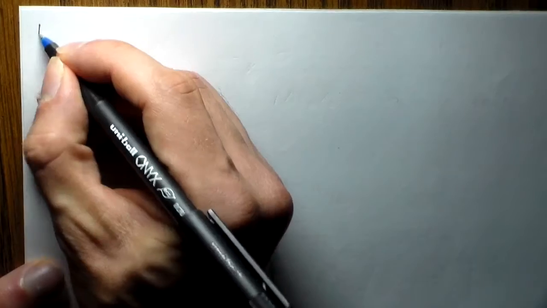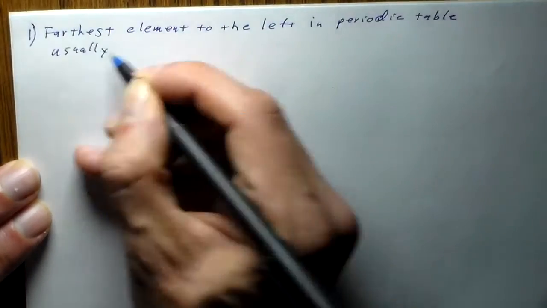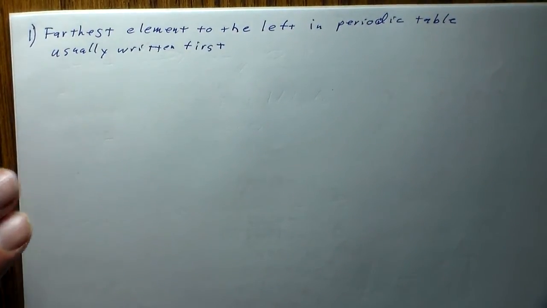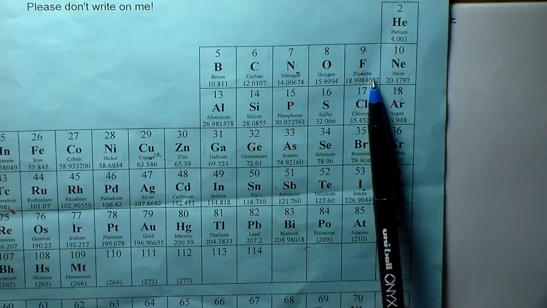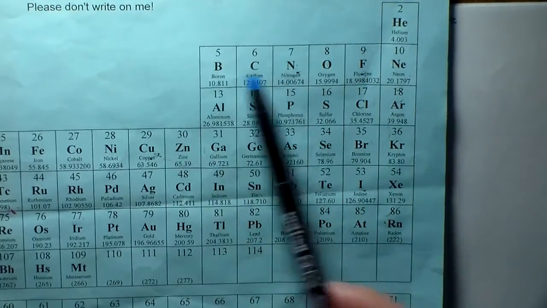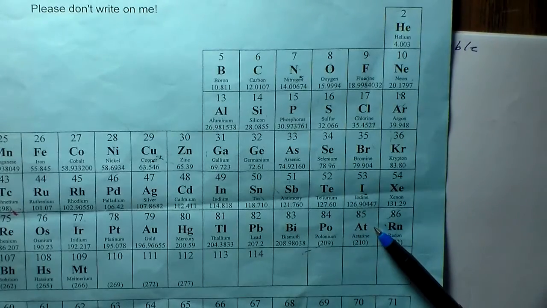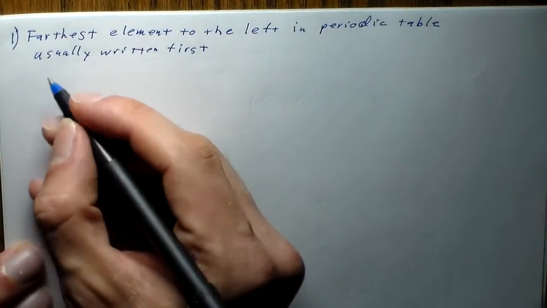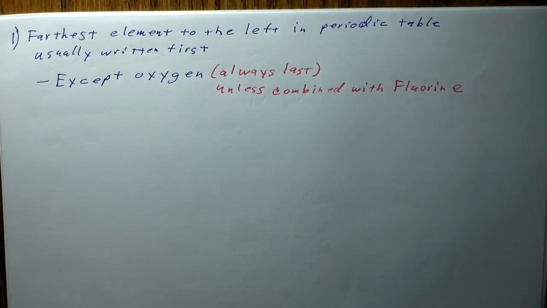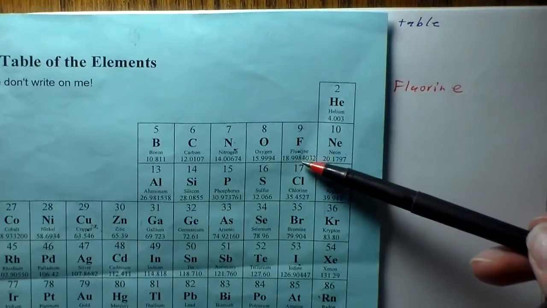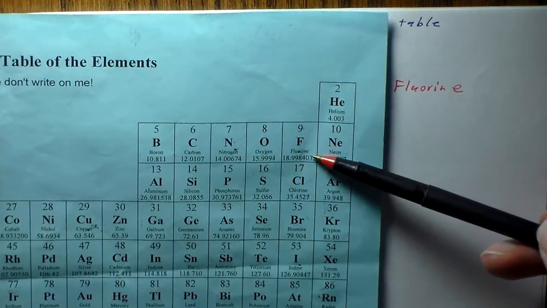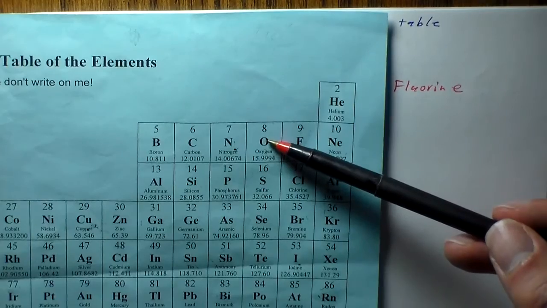So there are a couple of rules here, because there's always rules in chemistry. So the first one: the farthest element to the left in the periodic table is usually written first. So if we look here at the periodic table, that means that elements this way are written before the elements over on this side. One big exception here: except for the oxygen, and the oxygen is always going to be last, unless you happen to be combining it with fluorine, and then the fluorine is going to take precedence over the oxygen.